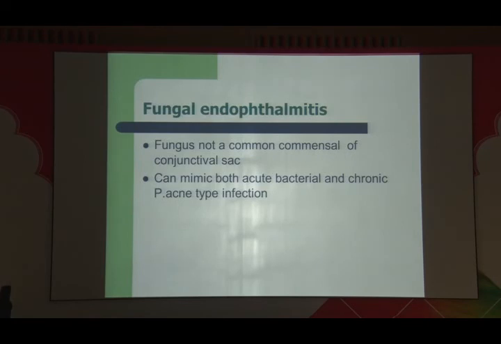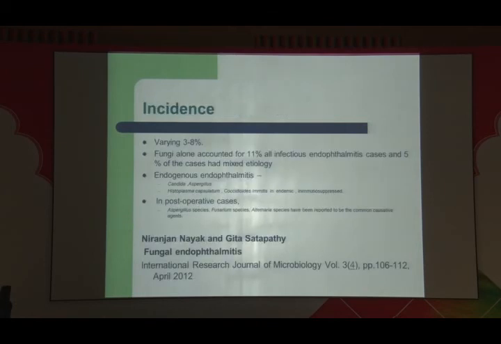Coming on to the next scenario, fungal endophthalmitis, which is not a common commensal of the conjunctival sac, and it may mimic both bacterial endophthalmitis and chronic P. acnes type infection. In acute type, mostly it is Aspergillus or Fusarium, which is responsible for acute post-operative endophthalmitis, or delayed onset is mostly because of Candida.